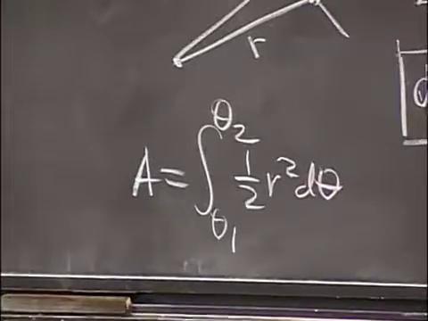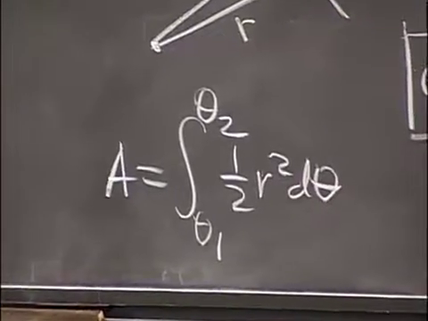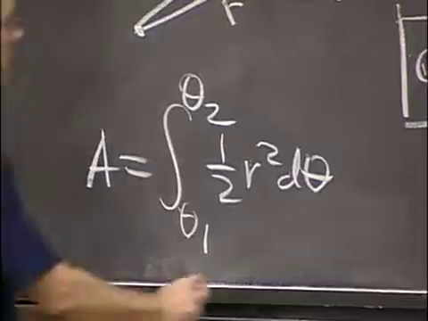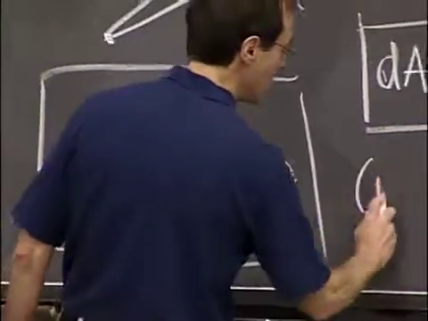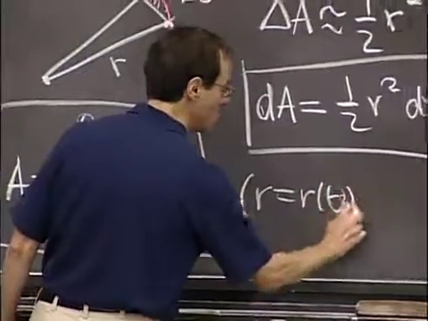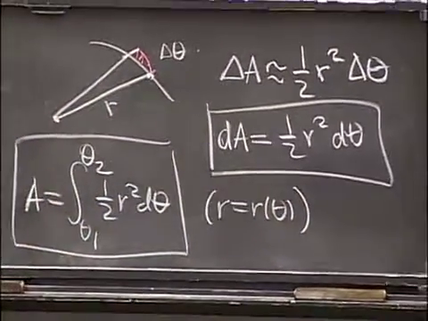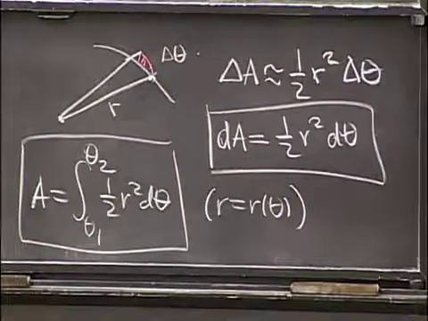Now this is only useful in the situation that we're in. Namely, this is the other important formula, and this is only useful when r is a function of theta. And this is the way in which the region is presented to us.